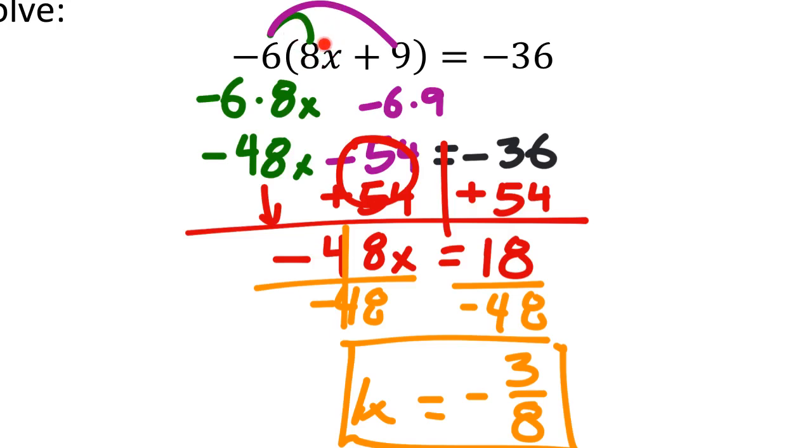So just checking that, that'd be negative 3 plus 9 is 6 times negative 6 is 36. So that checks off too.